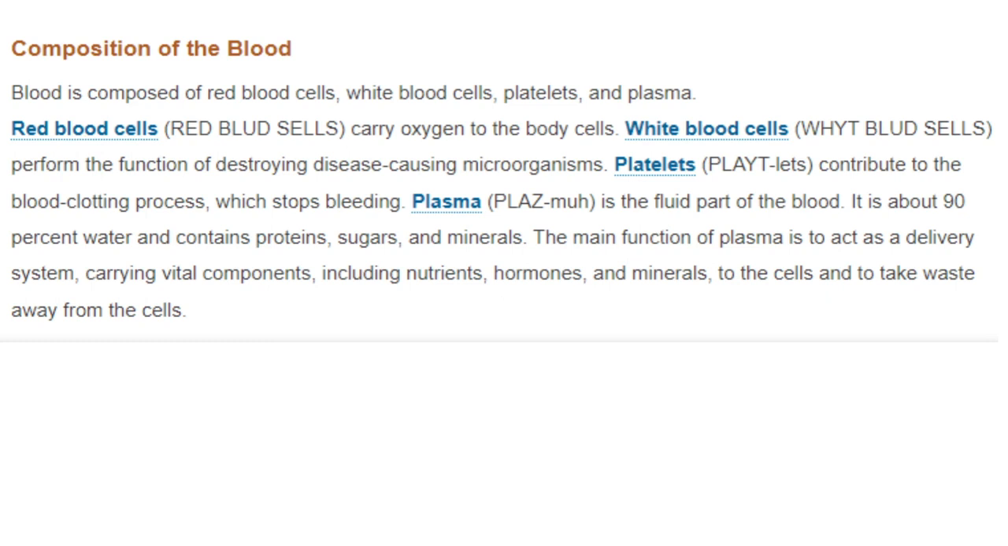Composition of the blood. Blood is composed of red blood cells, white blood cells, platelets, and plasma. Red blood cells carry oxygen to the body cells. White blood cells perform the function of destroying disease-causing microorganisms. Platelets contribute to the blood clotting process, which stops bleeding. Plasma is the fluid part of the blood. It is about 90% water and contains proteins, sugars, and minerals. The main function of plasma is to act as a delivery system, carrying vital components, including nutrients, hormones, and minerals, to the cells and to take waste away from the cells.